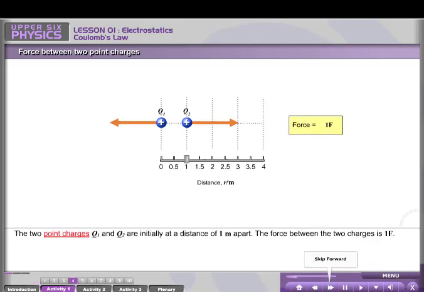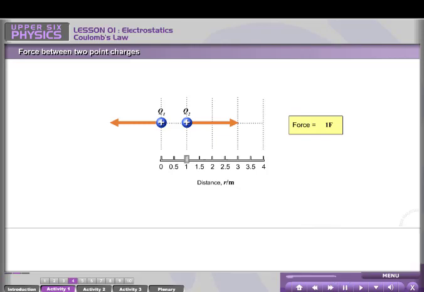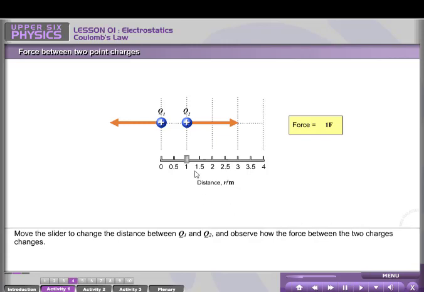The 2 point charges Q1 and Q2 are initially at a distance of 1 meter apart. The force between the two charges is 1 F. Move the slider to change the distance between Q1 and Q2 and observe how the force between the two charges changes.